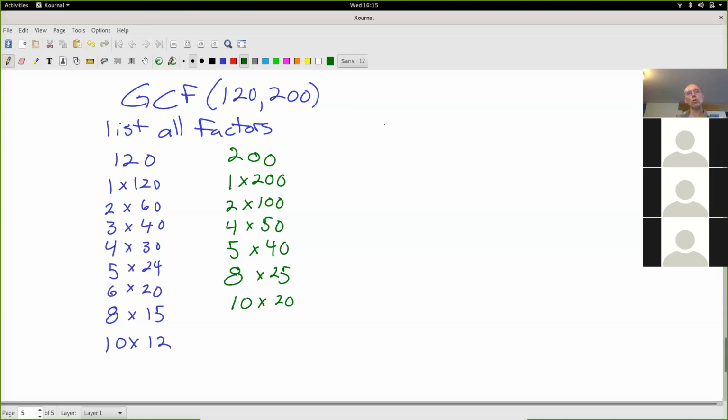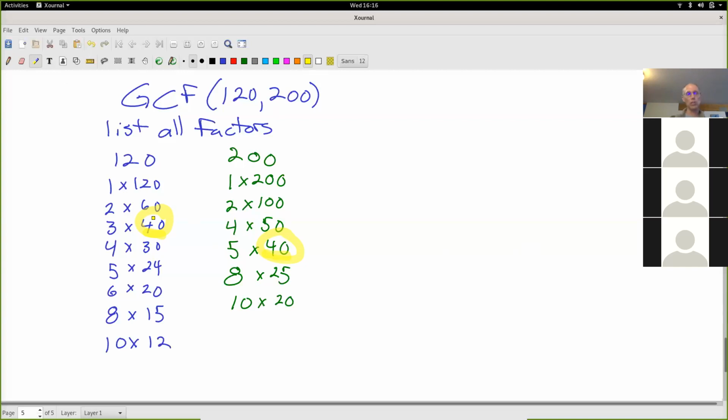And then what we do is we look for all the common ones and pick the biggest. At first glance, it does seem to confirm that 40 is the biggest. I don't see anything bigger than 40. 50 doesn't work, 60 doesn't work, 100, 120. Yeah, so 40 is the biggest of the common factors. And there's a bunch of common factors. So we did confirm it here.